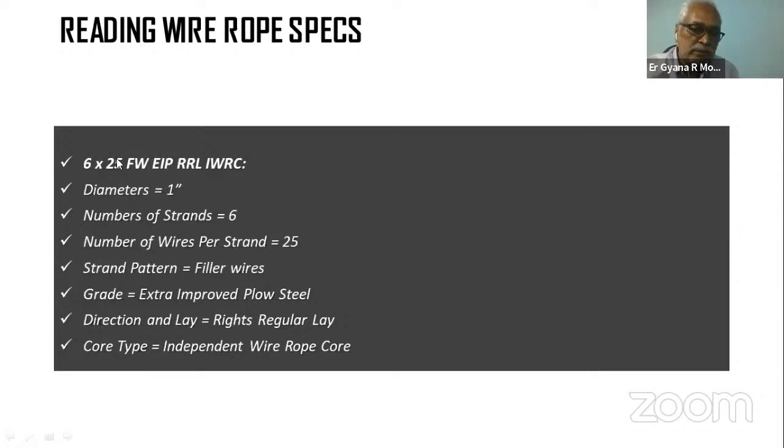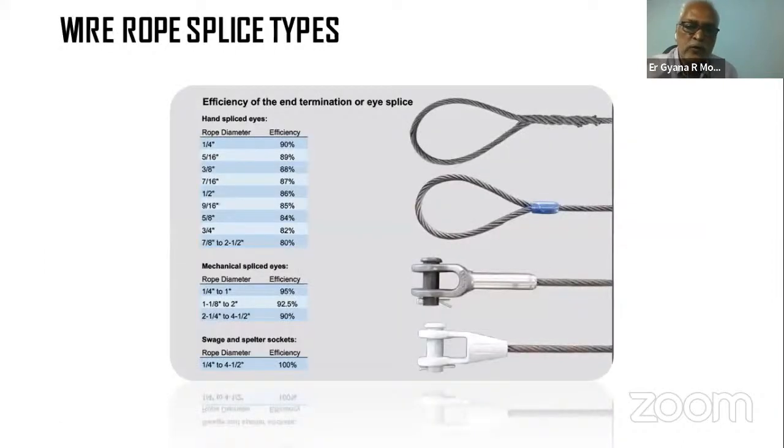These two components are very important. Then we have the direction of the lay, right regular lay. Okay, this is the direction of the lay. What is the core type? Independent wire rope core. In some wire ropes you have hemp cores. But whatever it is, after taking this specification, you can find out the breaking load of this wire rope, what is the factor of safety, and what is the allowed load.